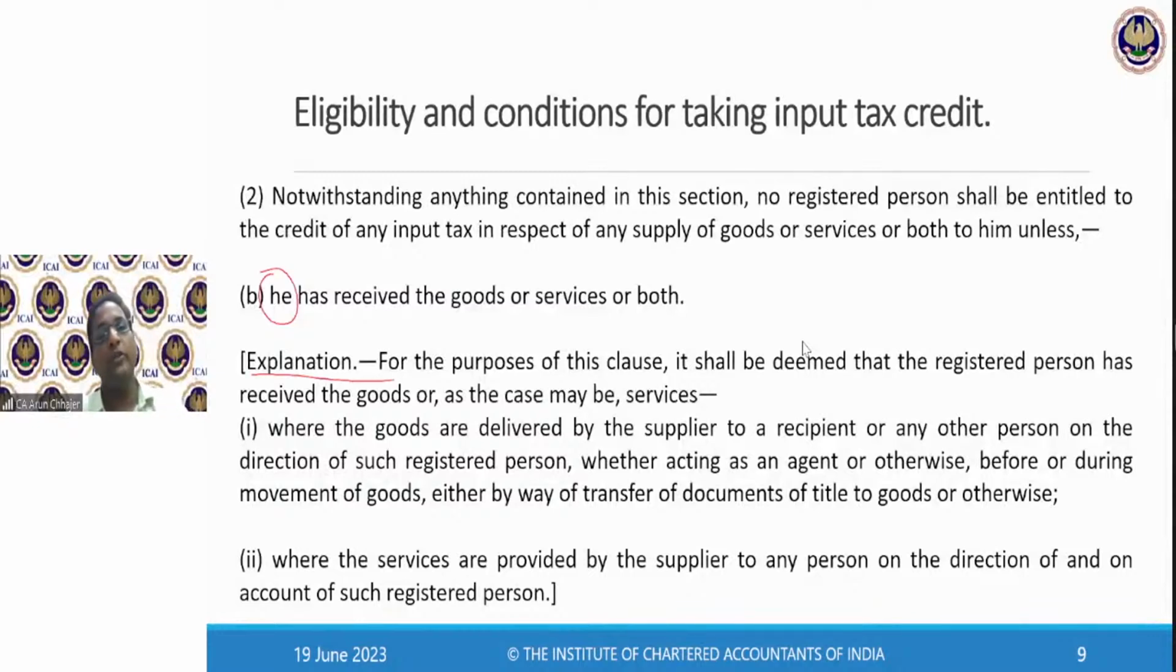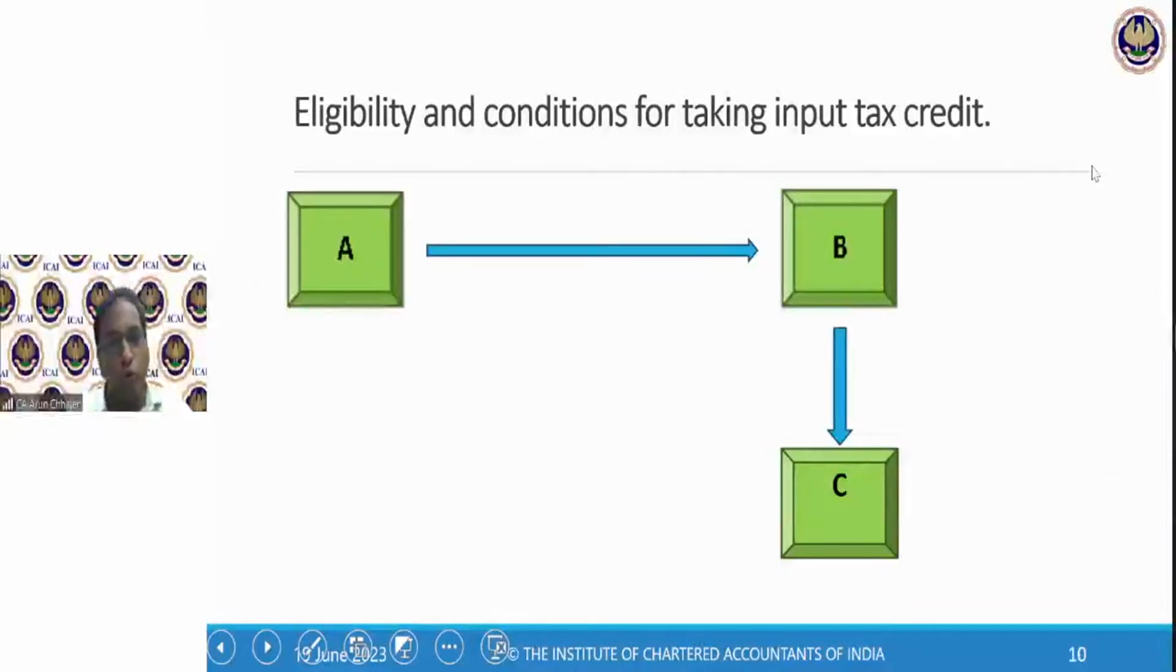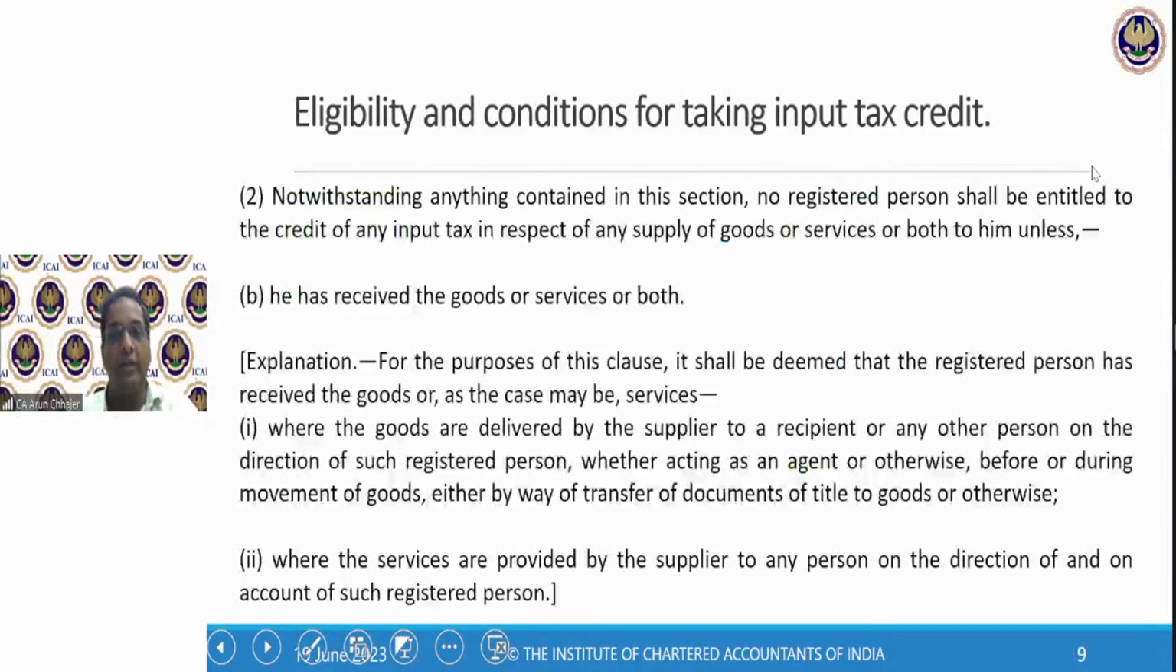Now, before moving to the explanation, can you please tell me who knows what the bill to ship to model is? Any participant who knows or has heard of the concept of bill to ship to model, please confirm. Let me understand from each one of you. Do you know about the concept of bill to ship to model in the GST?